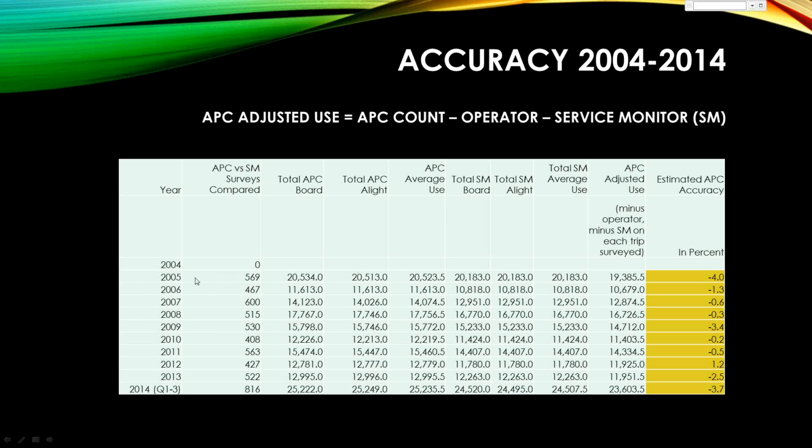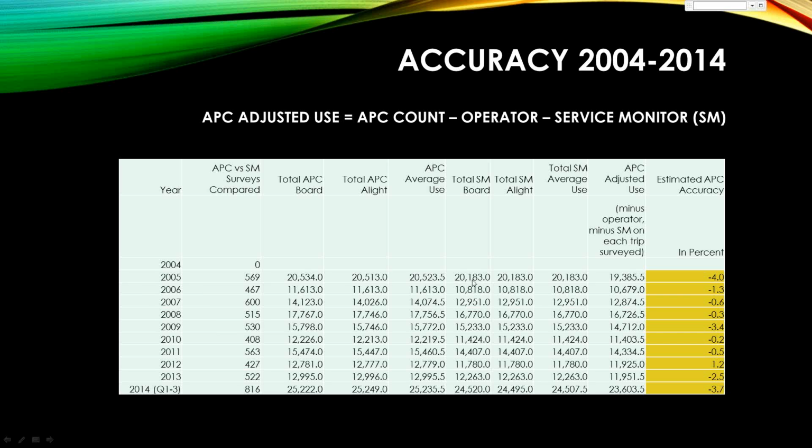So when we do our statistical analysis, for example, in 2005, I had placed a service monitor on the same bus as an APC on about 569 trips that year. What I found over the course of the year was that the total APC boardings were about 20,000 passengers, and the alightings were a little different. It wasn't perfectly balanced, but it was a little different. So I took an average number for the APCs.